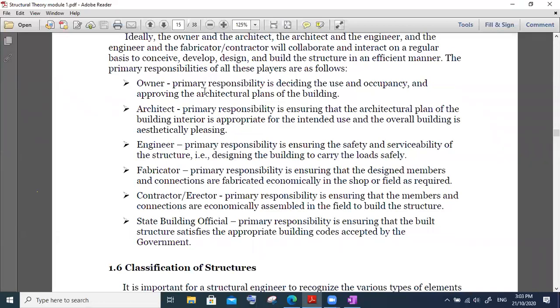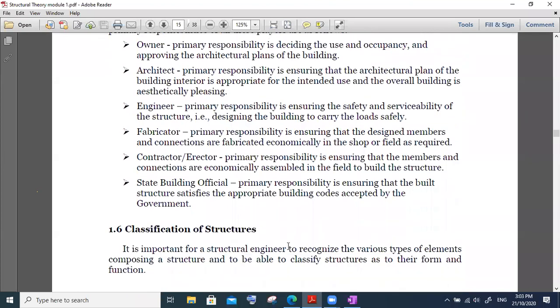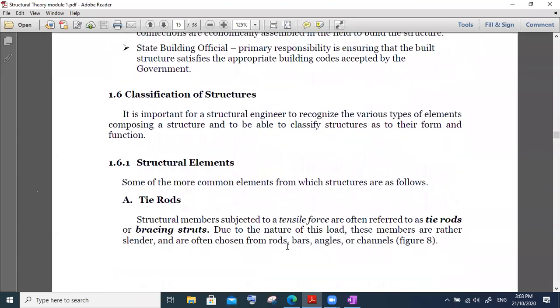Si fabricator is primarily responsible in ensuring that the design members and connections are fabricated economically in the shop or field as required. Constructor or erector primary responsibility is ensuring that the members and connections are economically assembled in the field to build the structure. Si state building official naman, primary responsible in ensuring that the built structure satisfies the appropriate building codes accepted by the government. Now, let's proceed with the classification of the structures.